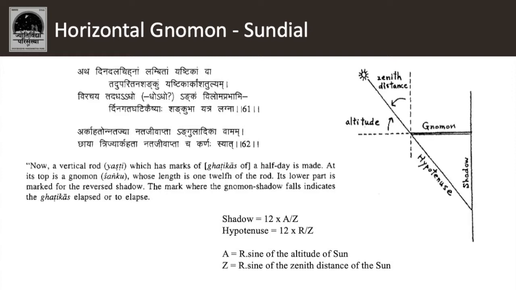Similarly, you have Z, which is the R sine of the zenith distance of the sun. Again, apply trigonometry to the upper triangle. Zenith distance is again an angle. We don't want the angle, we want the distance. That distance is taken as the R sine of that angle. And that is what they have given at the bottom. So this is another method which is also used in sundials, and this method is used in the Jantar Mantar observatories which were built by Sawai Jai Singh. This is an equatorial sundial which has been used in Jantar Mantar. And here lies the principle, the horizontal gnomon.